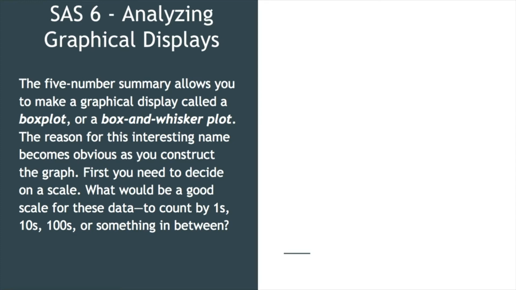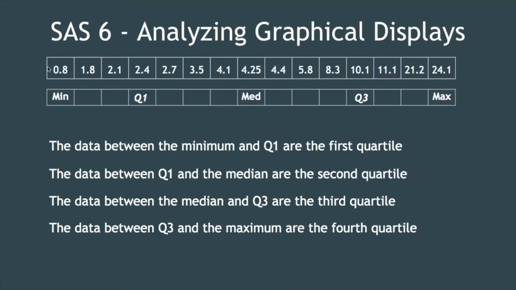First, you need to decide on a scale. What would be a good scale for these data: to count by 1s, 10s, or 100s? So let's look. We have a minimum of 0.8 and a maximum of 24.1. And there's usually between 1.5 points between values. Over here, you've got a little larger spread. There's a whole 10 points here.